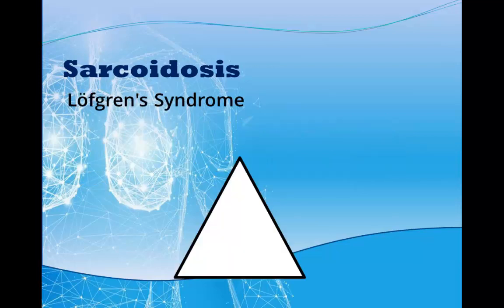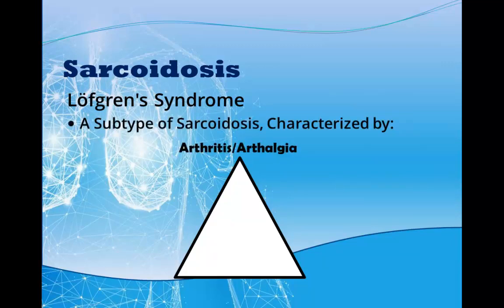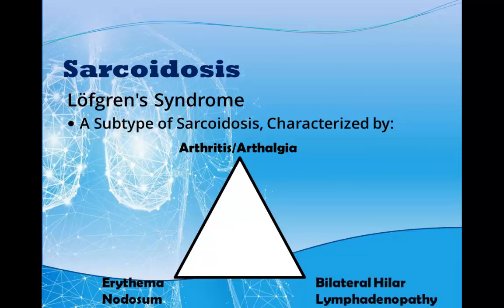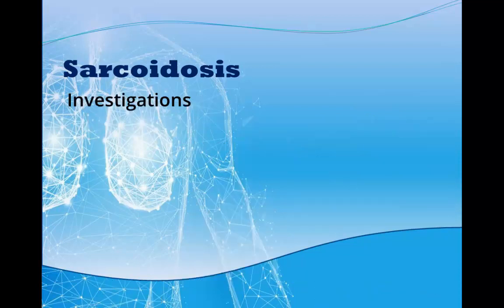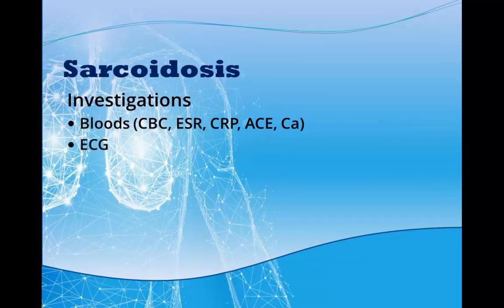Now, Lofgren syndrome is more of a subtype of sarcoidosis, and these patients must have arthritis or arthralgia, erythema nodosum, and on chest X-ray, bilateral hilar lymphadenopathy. For investigations, we'll do bloods like CBC, ESR, CRP, ACE and calcium. The ACE will help us follow the patient's response to treatment. We'll do ECG to help us spot hypocalcemia.